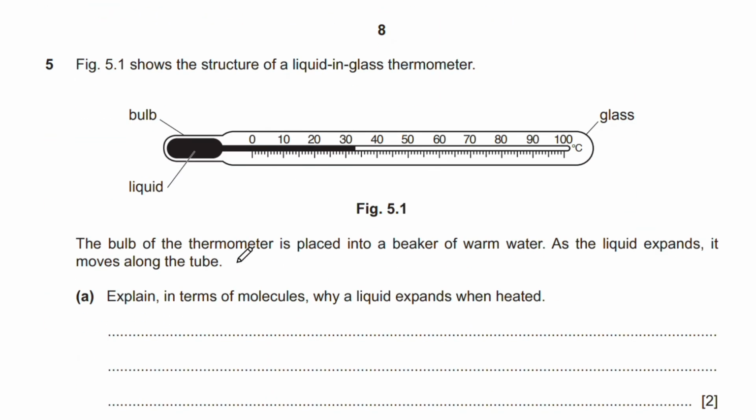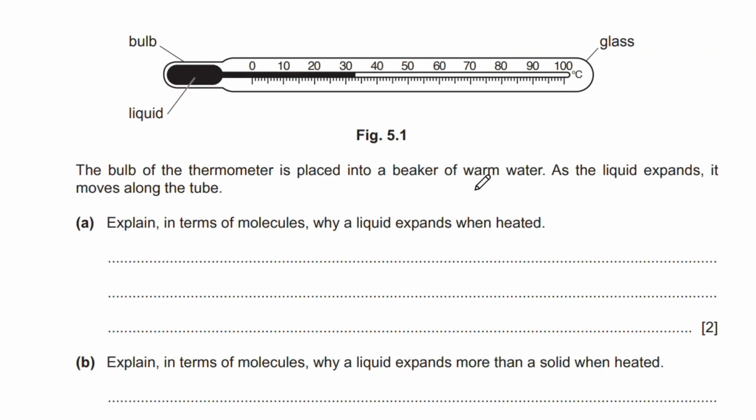Figure 5.1 shows the structure of a liquid in glass thermometer. You see the bulb, liquid in glass. The bulb of a thermometer is placed into a beaker of warm water. As the liquid expands, it moves along the tube. Explain in terms of molecules why the liquid expands when heated. See, when the liquid is heated, its molecules gain kinetic energy and they start moving vigorously, pushing each other, which causes expansion. So that's exactly what you write.